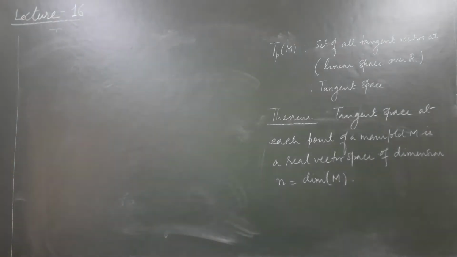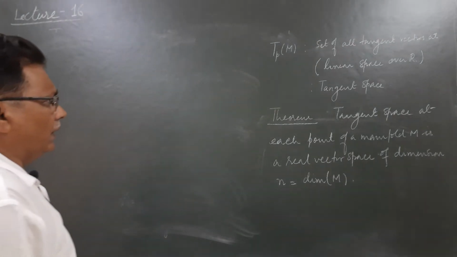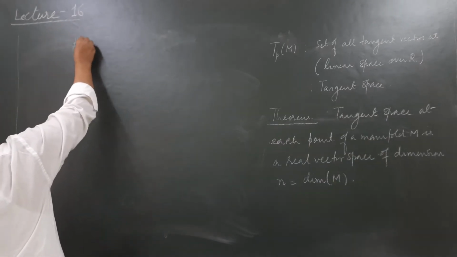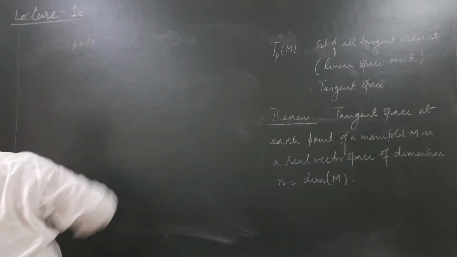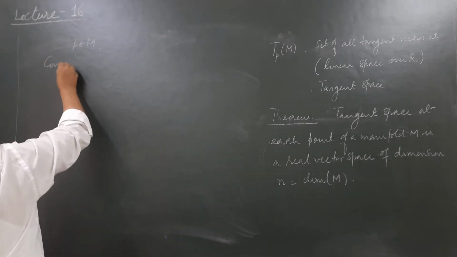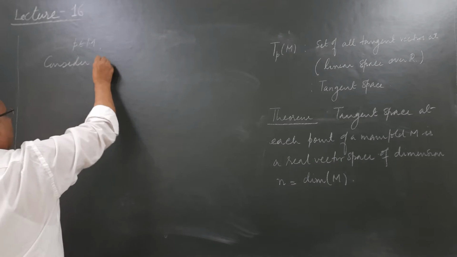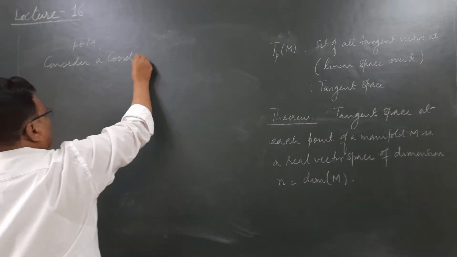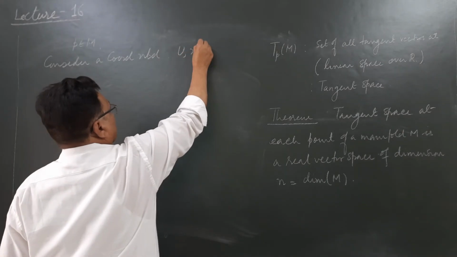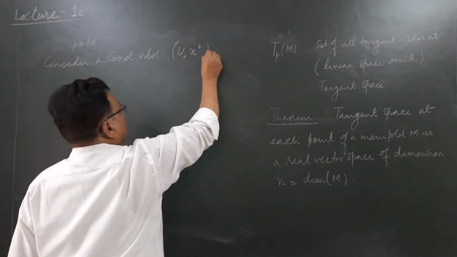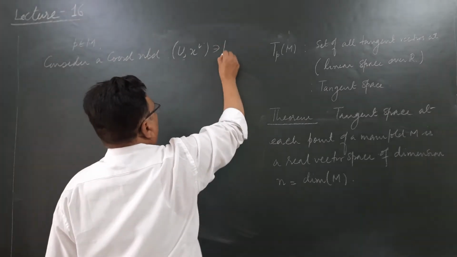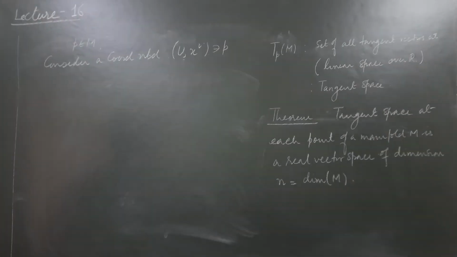All right. So if P is a point in M, we consider a coordinate neighborhood (U, x_i) of P, a coordinate neighborhood containing P. So P belongs to this coordinate neighborhood.